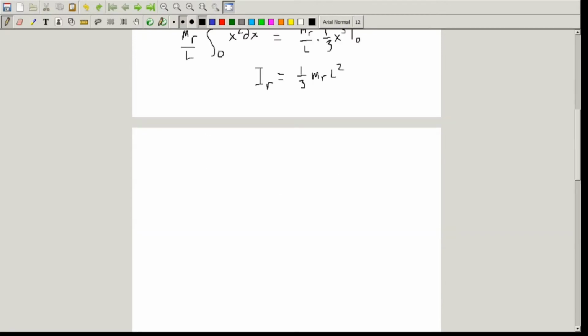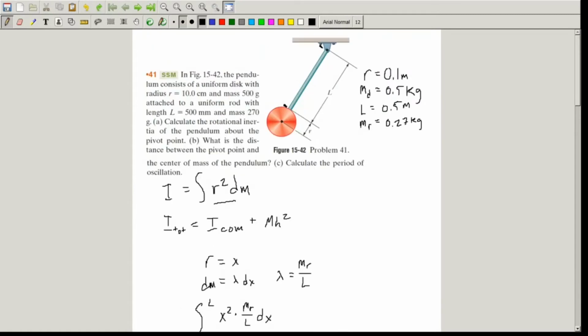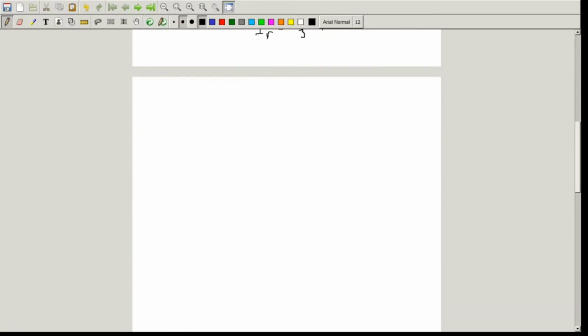Now the disk is going to be a little more complicated. What we're going to have to do is find the rotational inertia of the center of mass of this disk here, and then use parallel axis theorem to move the pivot point to its correct position. So in order to do that, first we're going to define a few things. This is going to be an area distribution of mass, so our integral is going to have to be a double integral.